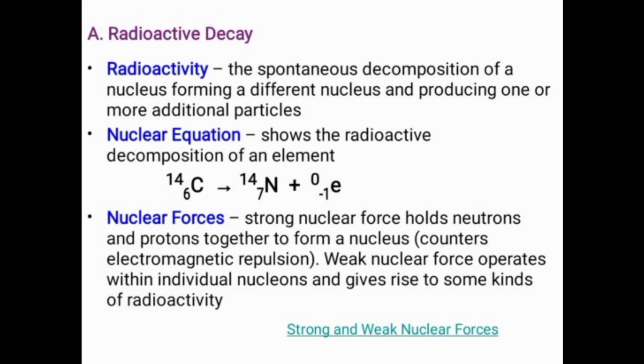Radioactive decay. Radioactivity is the spontaneous decomposition of a nucleus forming a different nucleus and producing one or more additional particles. A nuclear equation shows the radioactive decomposition of an element. The numbers beside those letters are their elements. Nuclear forces: the strong nuclear force holds neutrons and protons together to form a nucleus, countering electromagnetic repulsion. The weak nuclear force operates within individual nucleons and gives rise to some kinds of radioactivity.